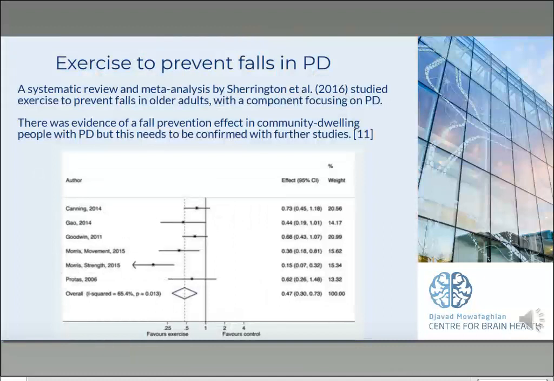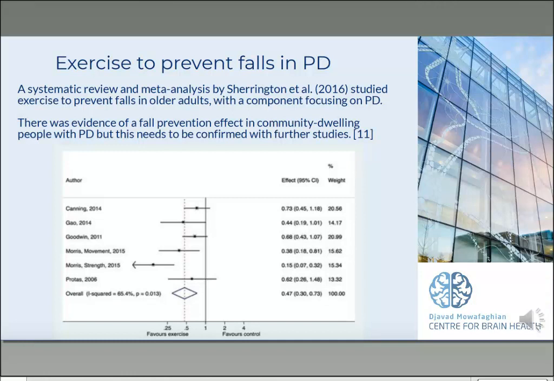The next paper was a systematic review and meta-analysis, which investigated exercise to prevent falls in older adults with a component pertaining specifically to Parkinson's. They compared 6 different trials, and each one examined the effects of a different type of exercise on fall risk in populations with PD. So the exercises varied quite a bit. It ranged from progressive balance and lower limb strengthening exercises to Tai Chi, treadmill training, and MST, which is movement strategy training. And as you can see, there is evidence of a fall prevention effect.